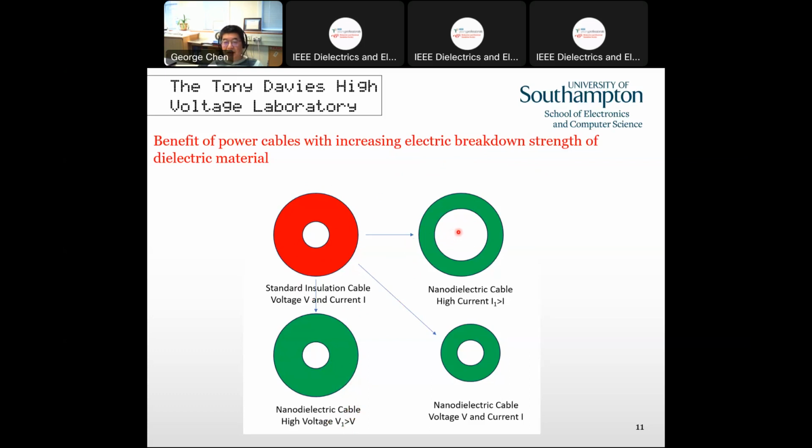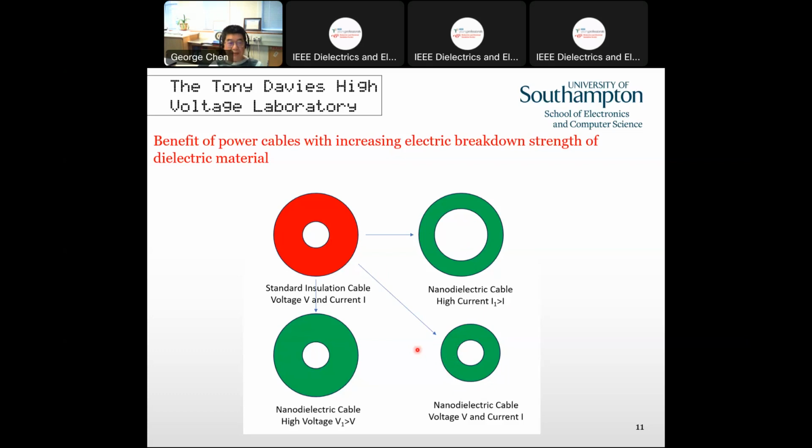On the other hand, because the breakdown strength is high, we can make the insulation thinner. With thinner insulation, we allow more heat to dissipate through the insulation, and that means we can carry more current through the conductor. For the same voltage and higher current, again we can transport more power. And if we use the same voltage and the same current, because the breakdown strength of the material is high, we can reduce the overall size of the insulation. By doing this, although we transport the same power as a standard insulated cable, it is with much reduced size, which means reduced dielectric material and saved cost. So clearly, there are certain advantages.